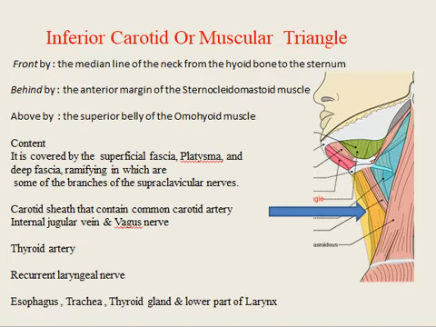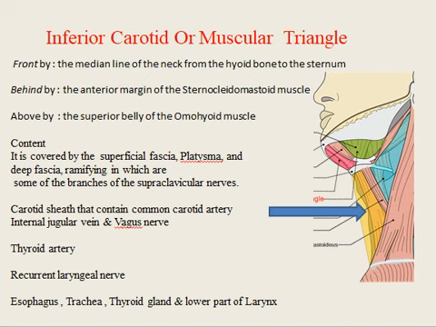Now coming on to the inferior carotid or muscular triangle. The boundaries of the muscular triangle are: in front by the midline of the neck from the hyoid bone to the sternum, behind by the anterior margin of the sternocleidomastoid muscle, above by the superior belly of the omohyoid. This triangle is covered by superficial fascia, platysma muscle and deep cervical fascia.